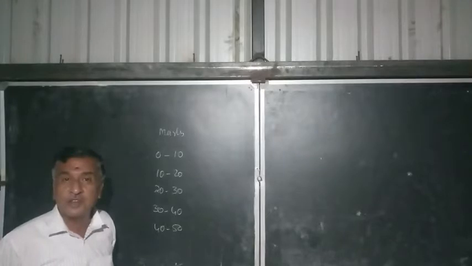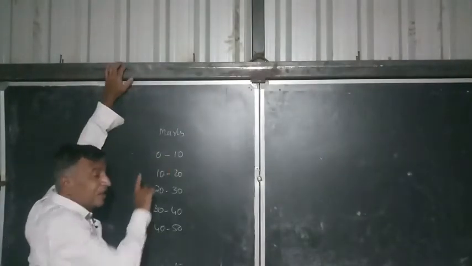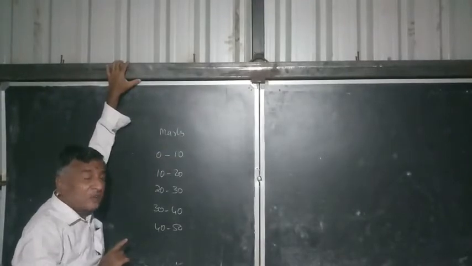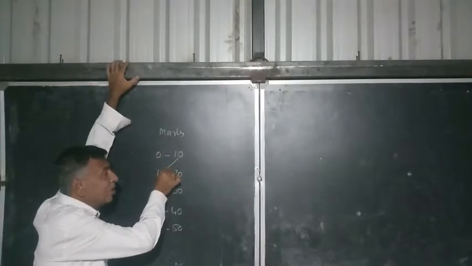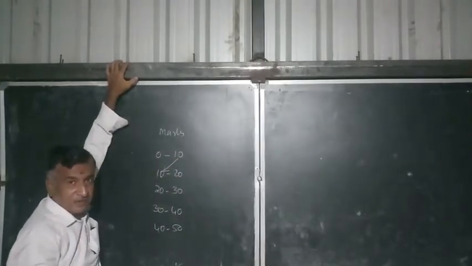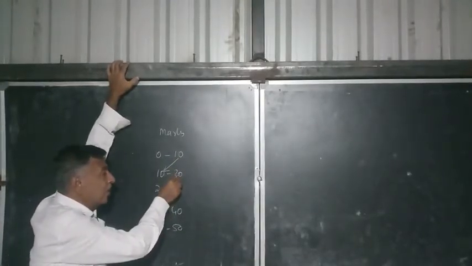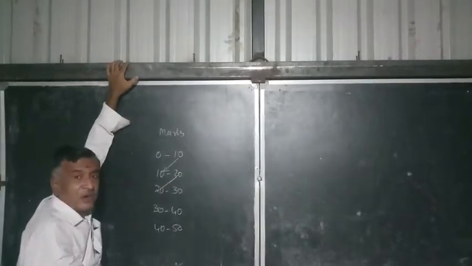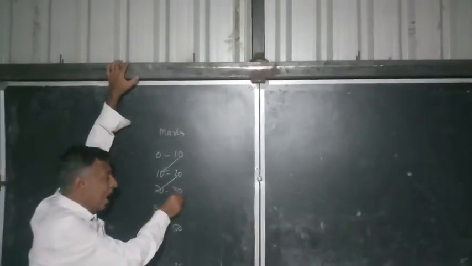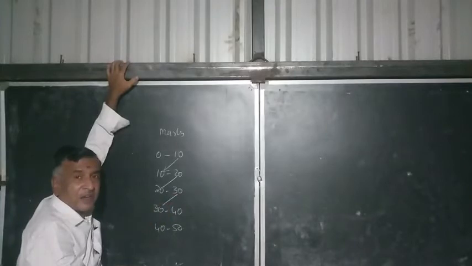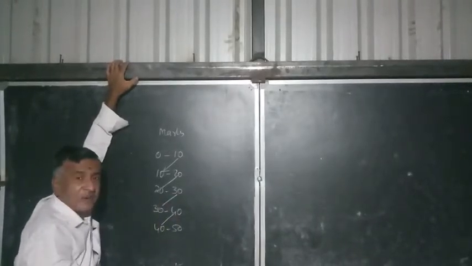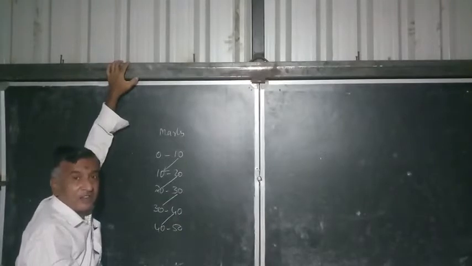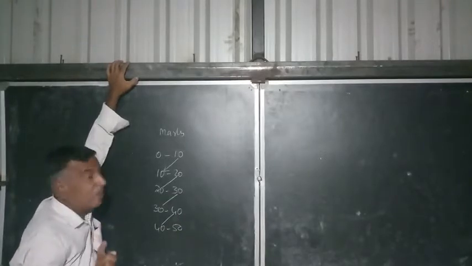This is what we call the exclusive series. In other words, in the case of exclusive series, the upper limit of one class becomes the lower limit of the next class. Can you follow?